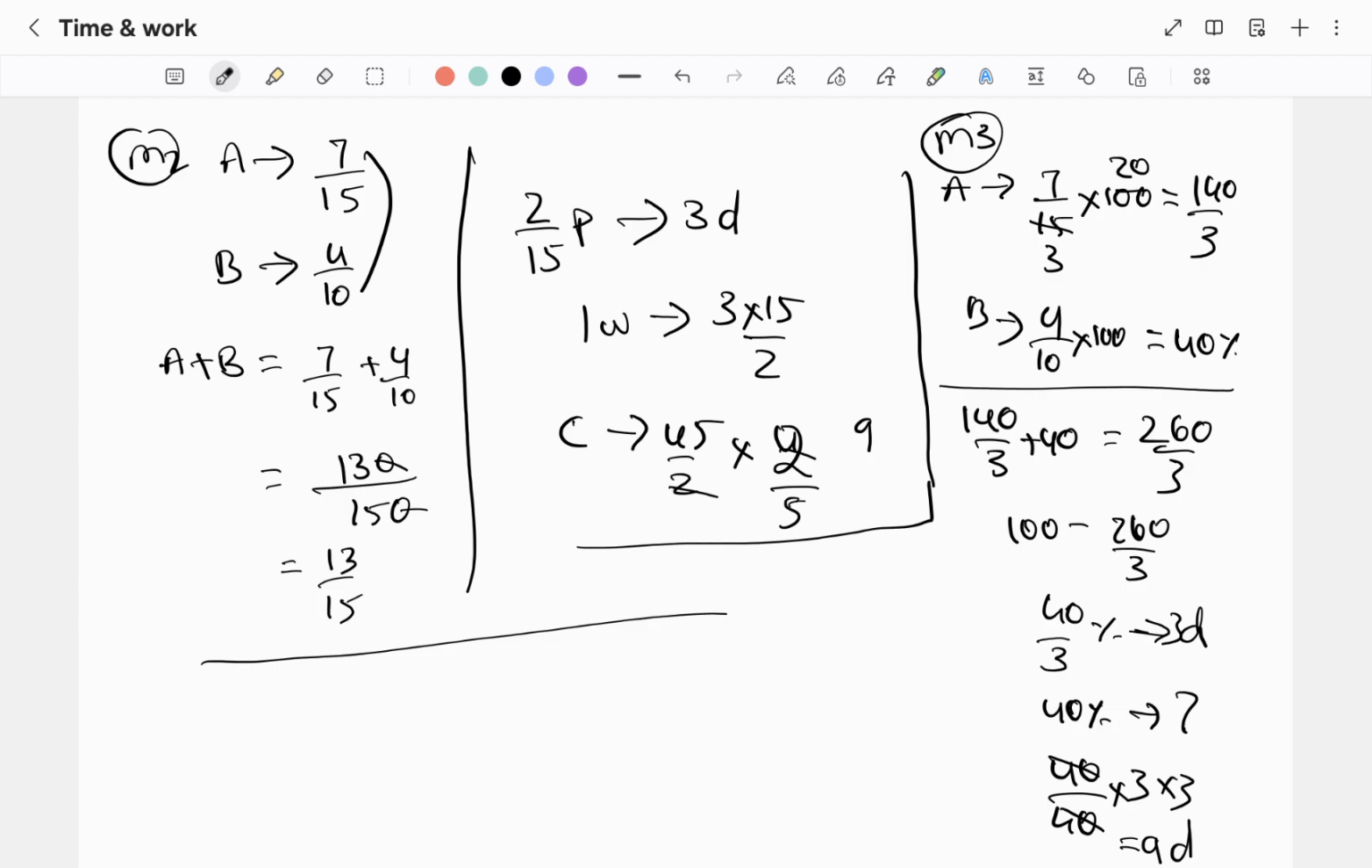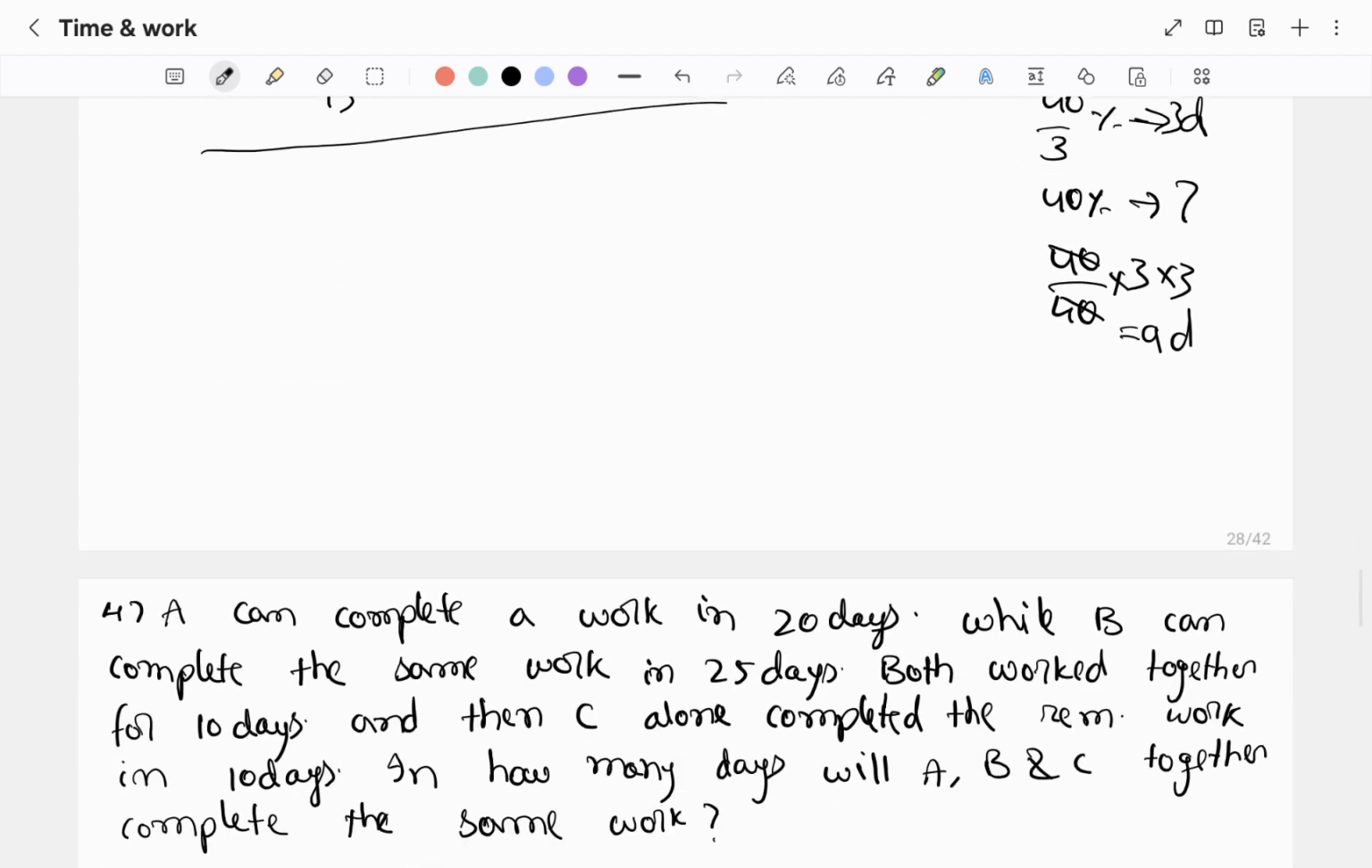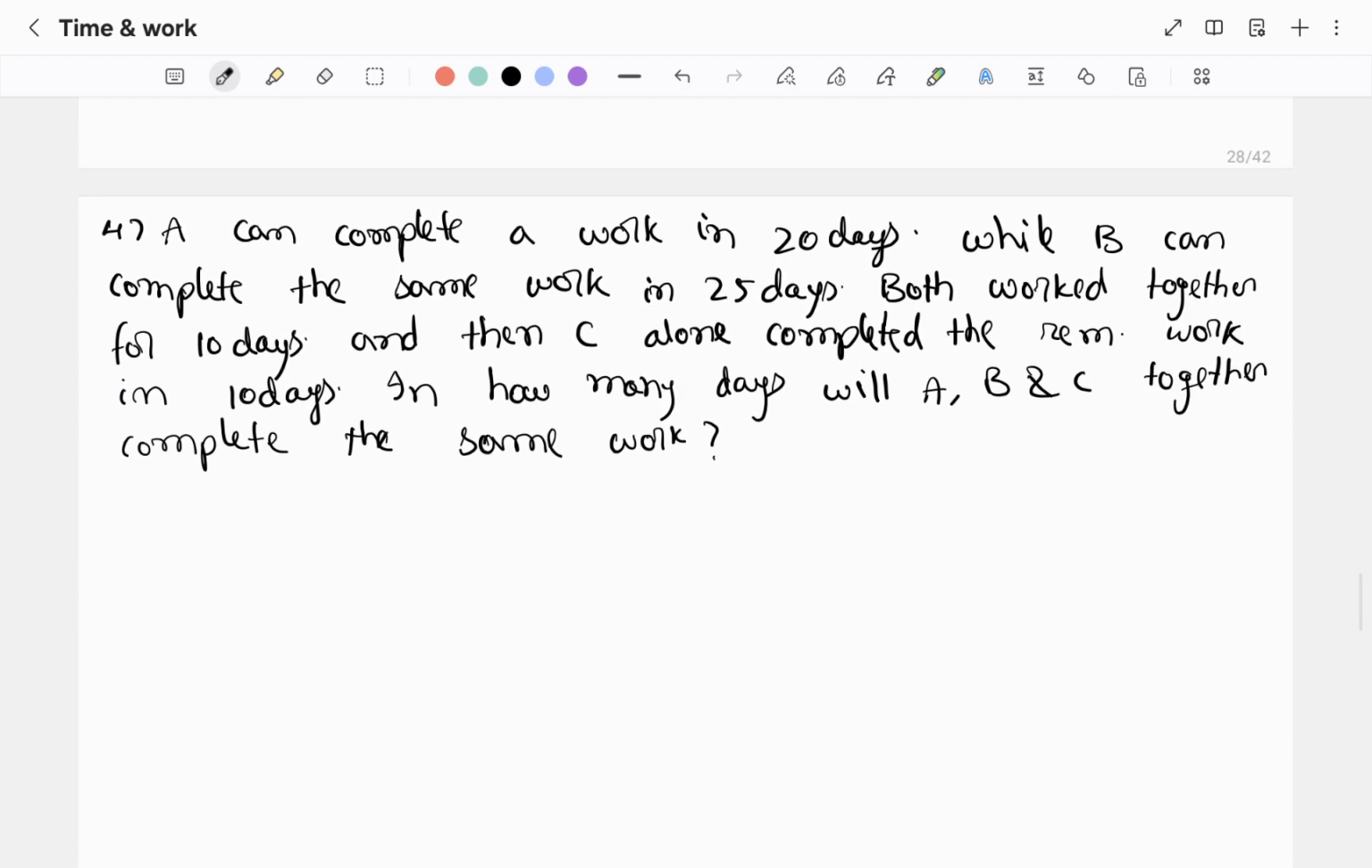They asked, 40% will be done in how many days? Hope you understood this. Next question. A can complete a work in 20 days, while B can complete the same work in 25 days. Both work together for 10 days, and then C alone completes the remaining work in 10 days. In how many days will A, B, C together complete the work?